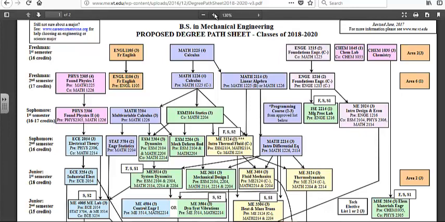So this is the degree path for mechanical engineering, and you have to take... Let me get my thing here so I can point. So this is Calc 1. That's 173. That's 174. I've decided we're going to do that next year for the seniors who want to take another math class. We'll take linear algebra, and we'll do that in 2 semesters.